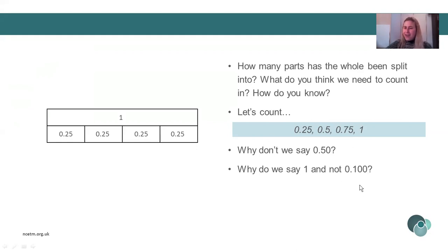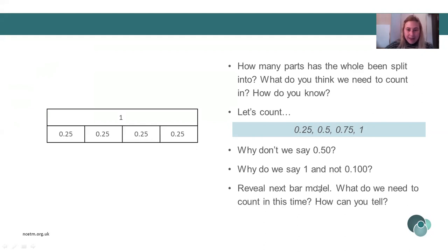Why do we say 1 and not 0.100? Have a think about that. Well, we've already kind of discussed this, haven't we? Remember that 1 whole is the same as 100 hundredths. Okay, so we would need to regroup our 1 into the 1's column, wouldn't we? Okay, let's have a look at some more bar models. So remember, what's it been divided into? What will we need to count in? Okay, have a look at this one.